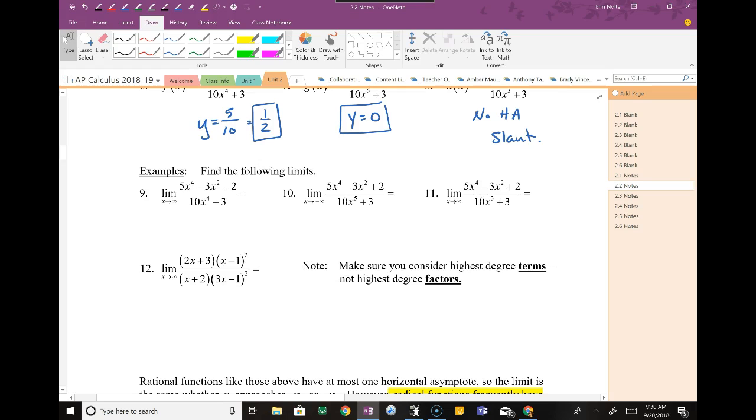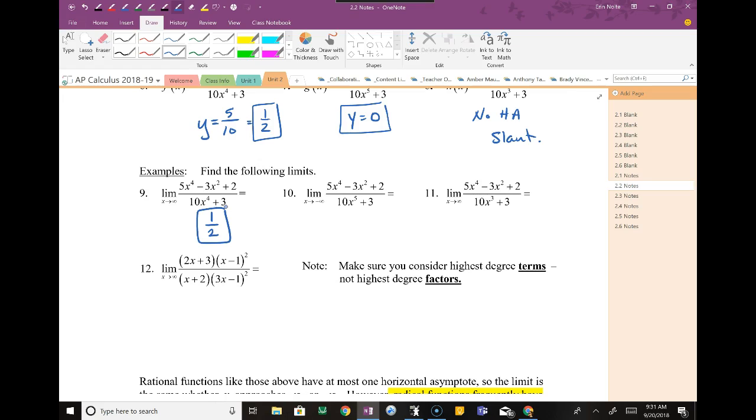Okay, so for question number 9, we have a rational equation. Do I have a horizontal asymptote? Okay, is it bigger on top or is it bigger on bottom? It's the same, so my horizontal asymptote is at 1/2. So my limit value as x approaches infinity is 1/2. Okay, it is exactly the same as where that asymptote exists.